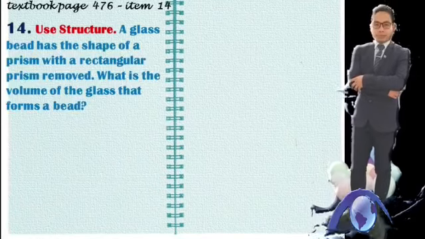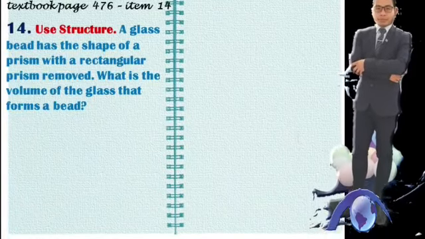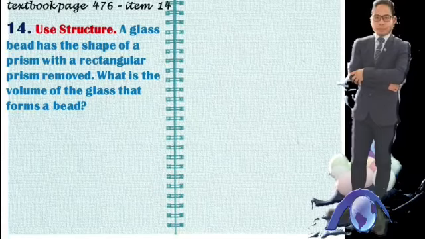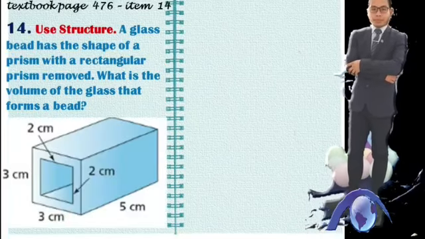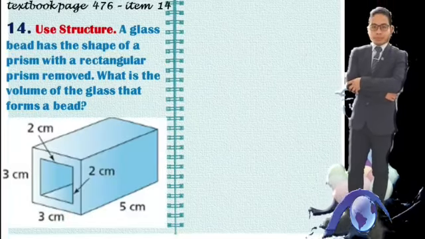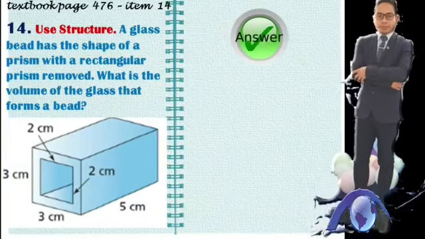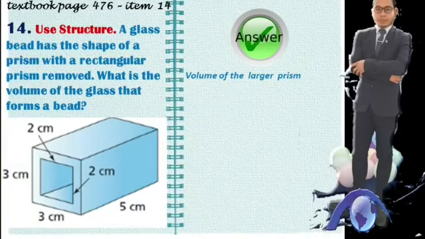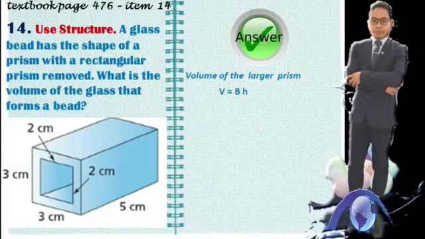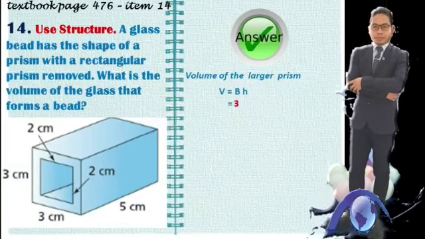Next is item 14 in your textbook page 476. A glass bead has the shape of a prism with a rectangular prism removed. What is the volume of the glass that forms a bead? To solve for this, we need to find the volume of the larger prism. Using the formula, volume is equal to the area of the base times the height.